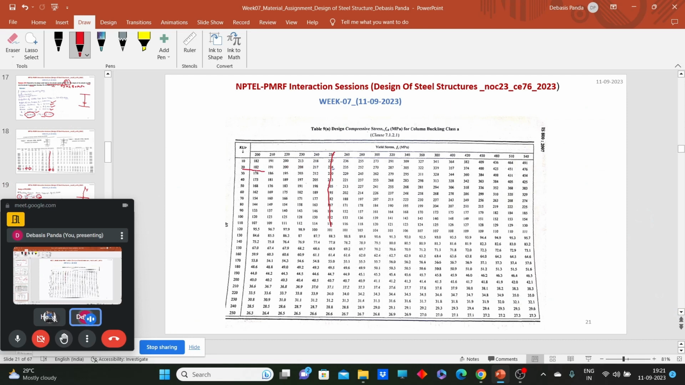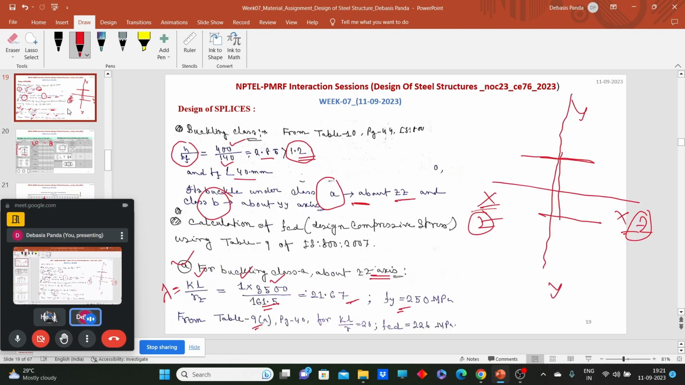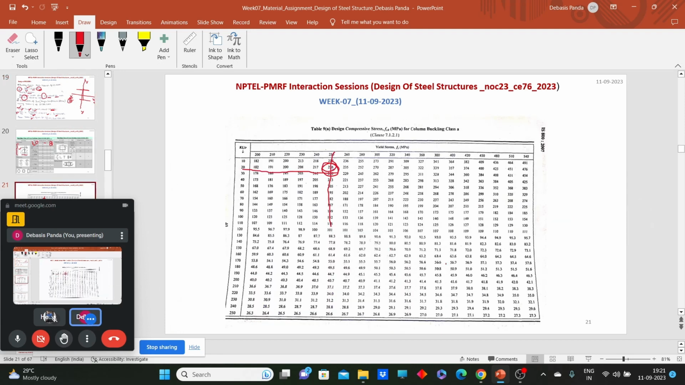So we can take the value of 20 or we can do the linear interpolation. First I have shown the linear interpolation value. For the value of 120 or 20, for buckle class A, it comes as 20.